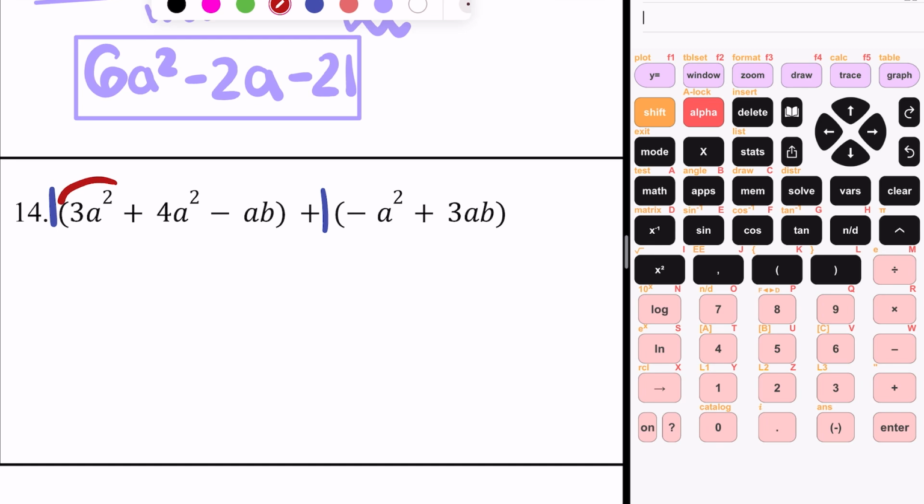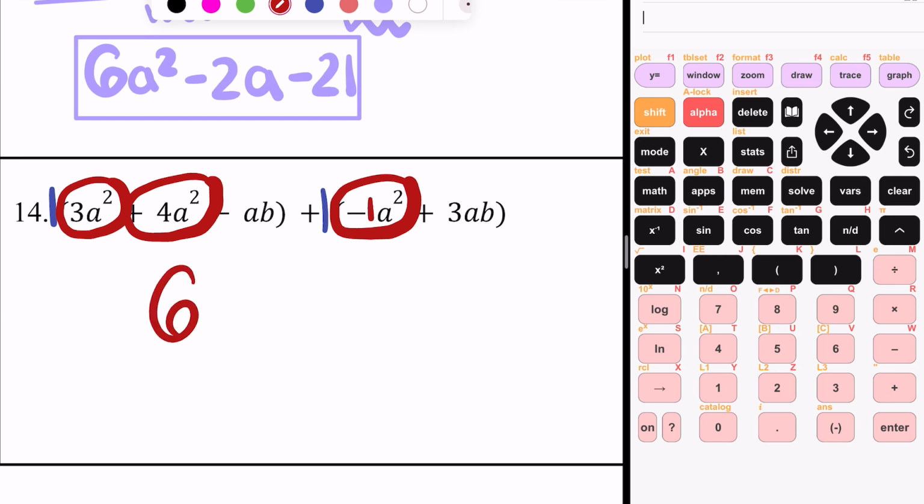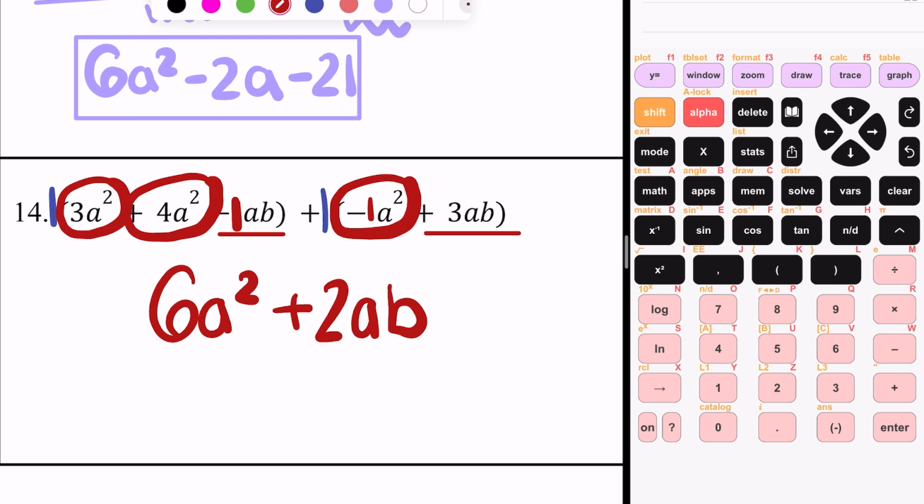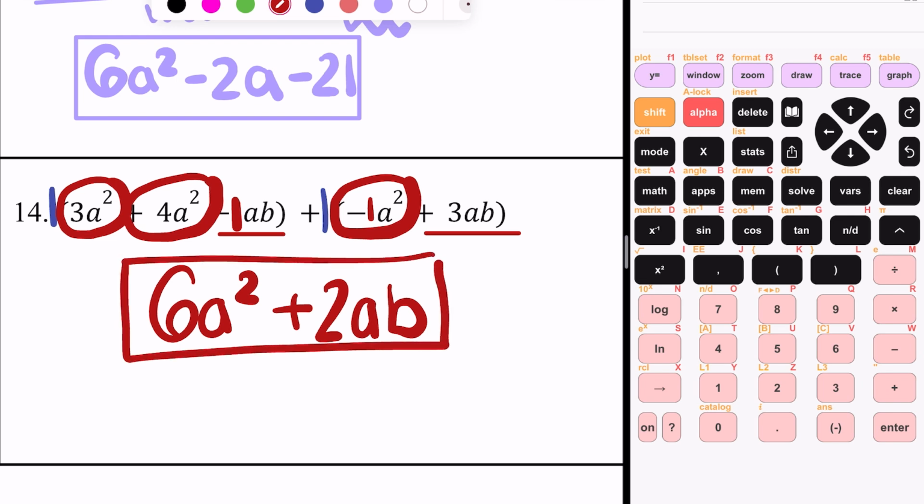Okay. 3a squared plus 4a squared minus a squared. 3 plus 4 is 7. 7 minus 1 is 6. So we would have 6a squared. Do not add the variables, the exponents. Now, negative ab plus 3ab. There's a negative 1 in front of that. 3 minus 1 is 2. And just bring ab along. And that is our final answer.